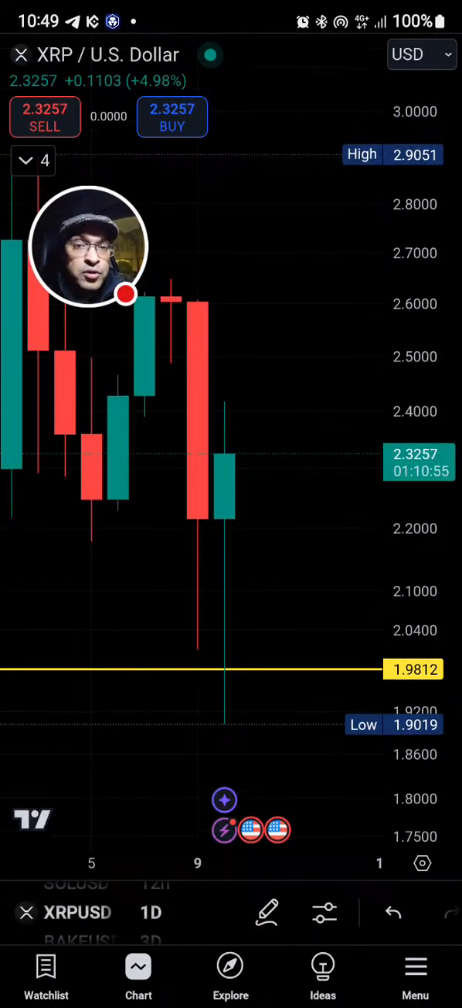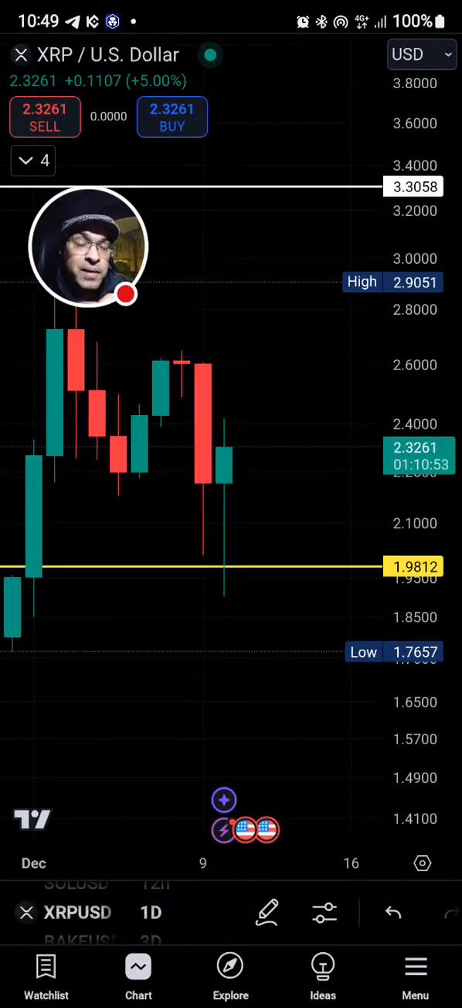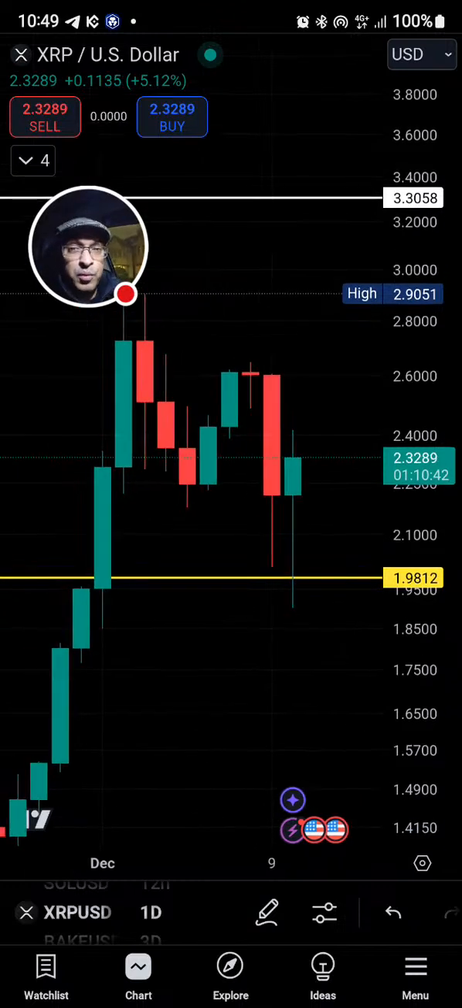XRP, so far so good. But again, what we need is a green candle. The next one has to be moving upward as well. That gives us a confirmation. Okay, now we've got a confirmation candle, we're going to start moving forward. So these are important things.